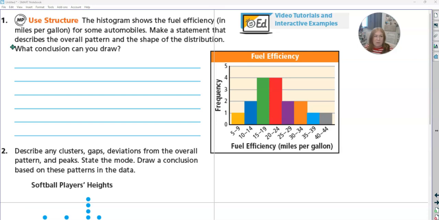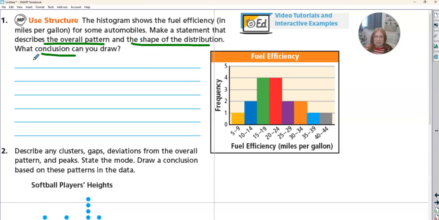For our 16.1 practice, we are going to be doing problems 1 and 2 here. It tells us that the histogram shows fuel efficiency in miles per gallon for some automobiles. We can see that this car goes 5 to 9. We can see the increase and then the decrease as the miles get more. Make a statement that describes the overall pattern and the shape of the distribution.